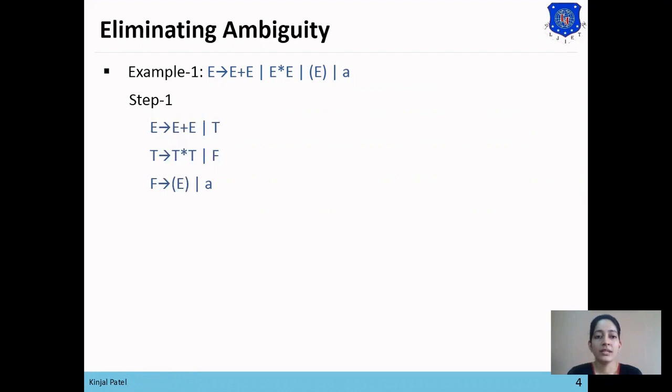So you can see that in step 1 we have set our grammar according to the precedence: plus at the first level, star at the second level, and braces at the last level.